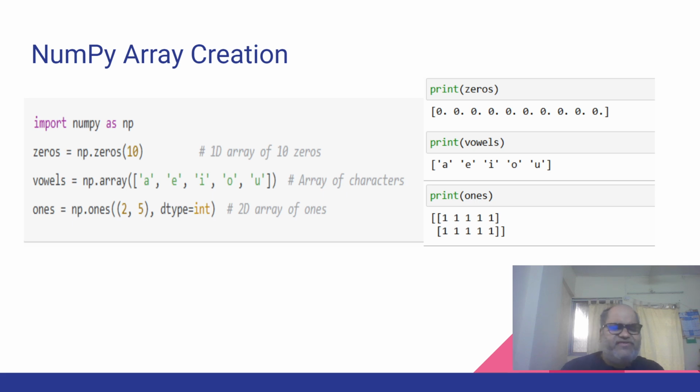For the ones, what we have done is create a 2D array. We are asking it to create a 2 by 5 array of data type integer. The first is the row, the second is the column. We have printed zeros and printed ones on the right-hand side, so you can have some idea of how it looks.